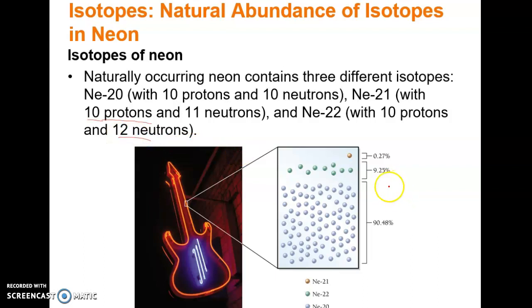And then here are the relative abundances. So neon 20 is the most common. About 90% of the neons that you would find on Earth would have the 10 neutrons, and then so on and so forth down to neon 21, which has the least amount.